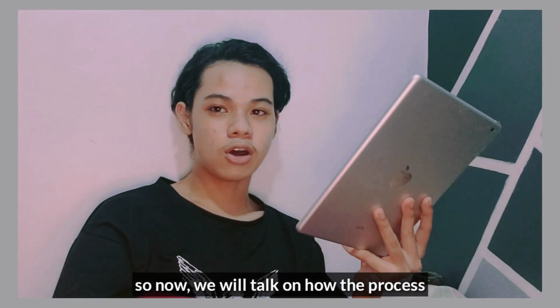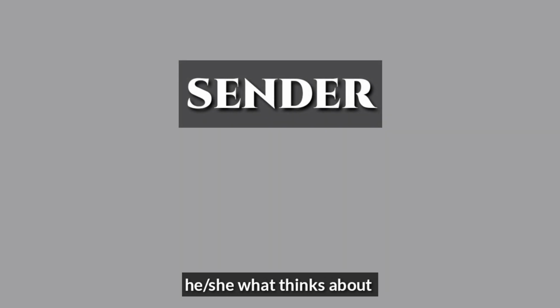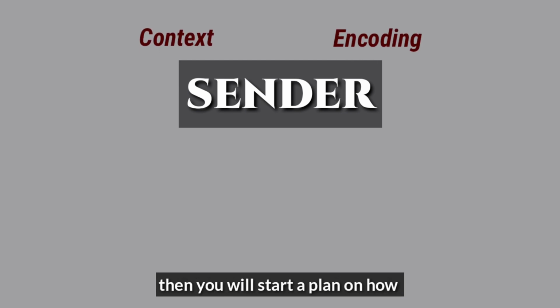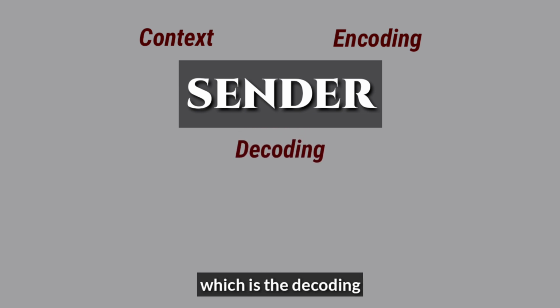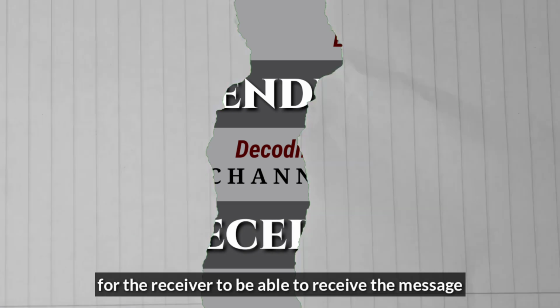So now we will talk about how the process of communication occurs. The process starts with the sender, where he or she thinks about what he or she will talk about, which is the context and encoding. Then you will start to plan how to deliver the message, which is the decoding. It depends on the sender what channel he will use for the receiver to be able to receive the message.